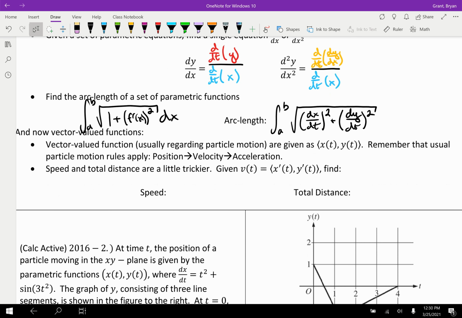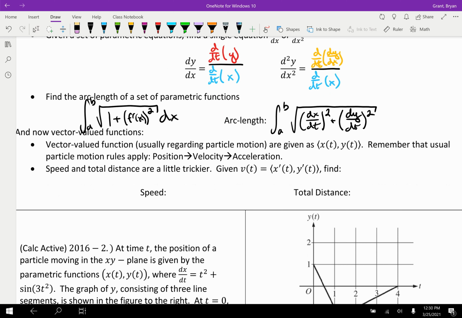Lastly, we're going to deal with vector-valued functions here. Vector-valued functions are functions that are written as a vector where you have 2 components, and you might be saying, well, isn't that the same as parametric equations? And yeah, for all intents and purposes for this class, they are the same. Usually vectors are written with little arrows and pointing in a direction, so on and so forth.